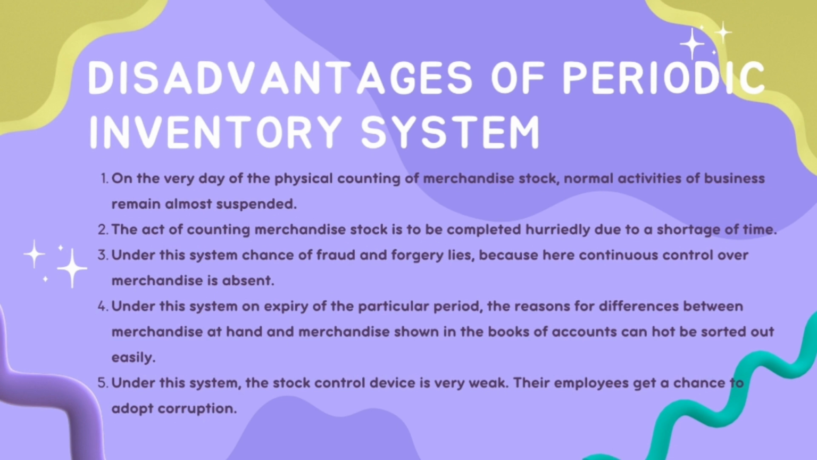Then the last one, under this system, the stock control device is very weak. Their employees get a chance to adopt corruption. Dahil sa stock control device, yung ibang employee is nagiging dishonest sa pagbibilang ng inventory kasi nakakapag-benefit or kumikita din sila dito.